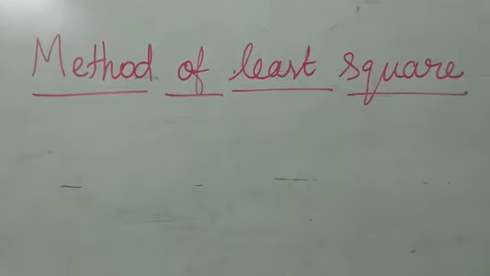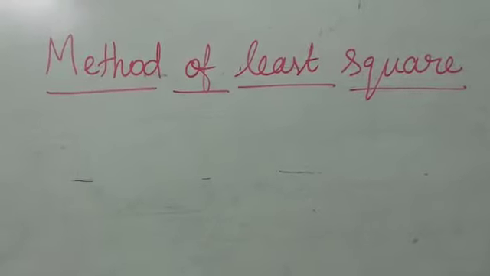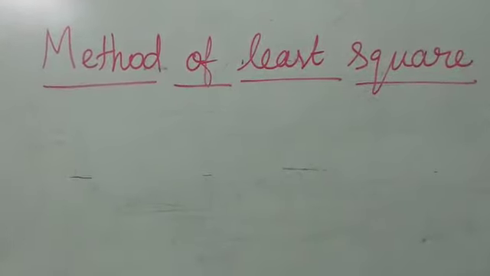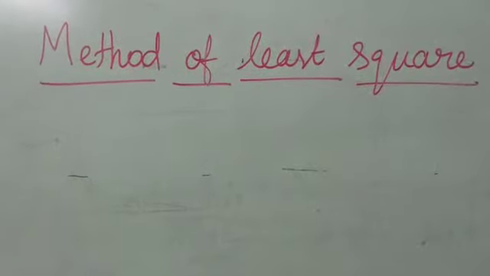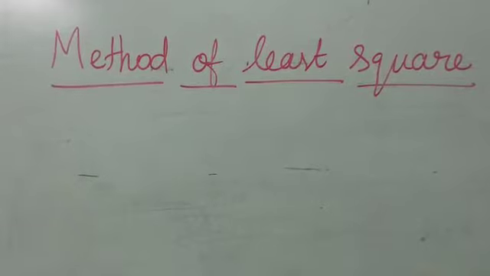Trend line using the method of least squares. This method is most widely used in practice. It is a mathematical method, and with its help a trend line is fitted to the data. First we see the formula.